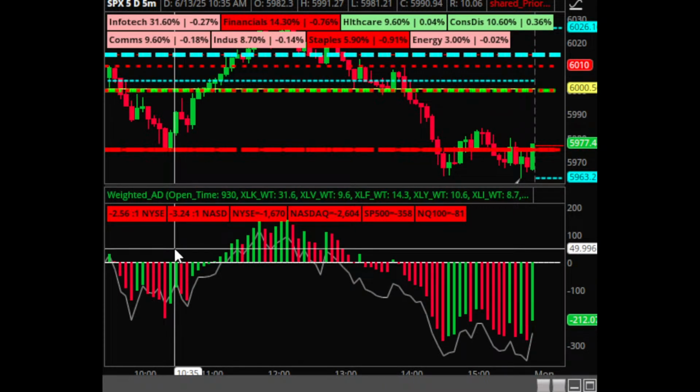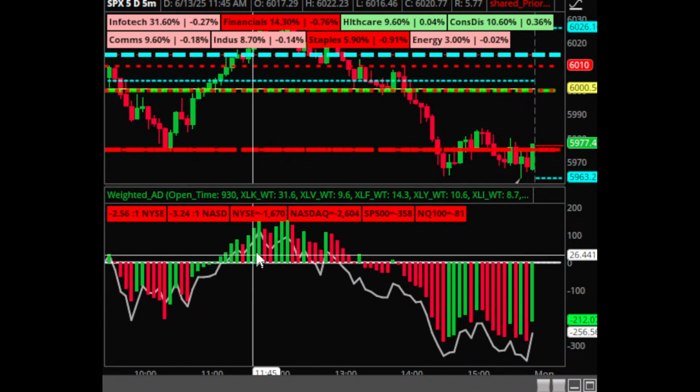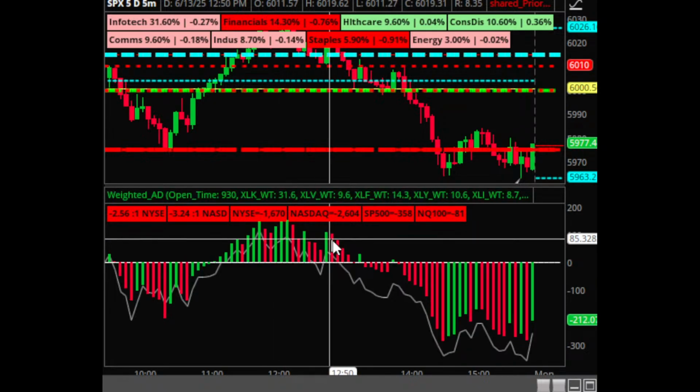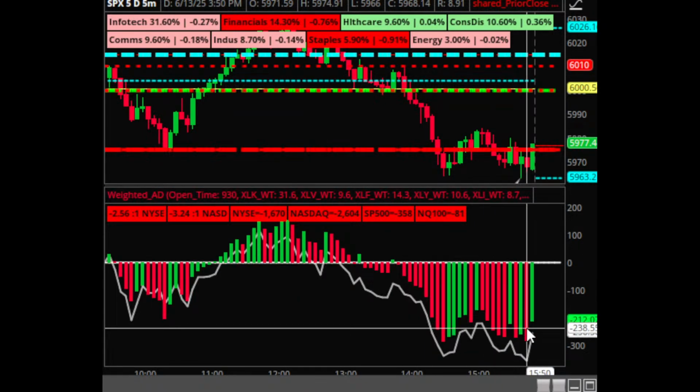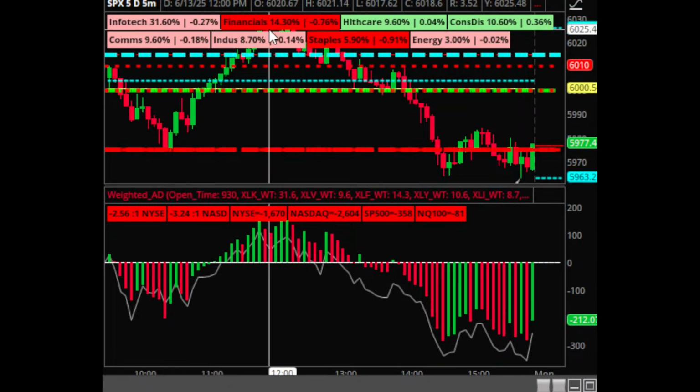Here's the internals for the day. Very mixed. We opened up kind of weak, we bounced and you thought everything was okay, and then we fell apart into the close. You can see here tech got weak, financials are weak. Visa and MasterCard are getting hit because Walmart, I think Amazon, and somebody else are talking about stable coins, which can hurt the fees paid to credit card companies. That's why Visa and MasterCard got hit so hard.